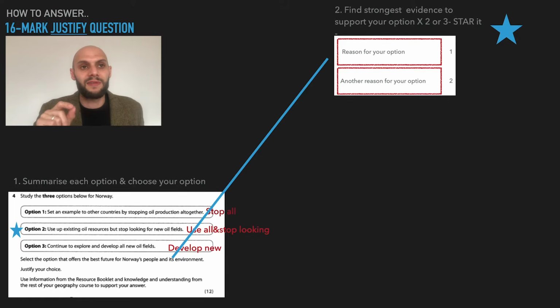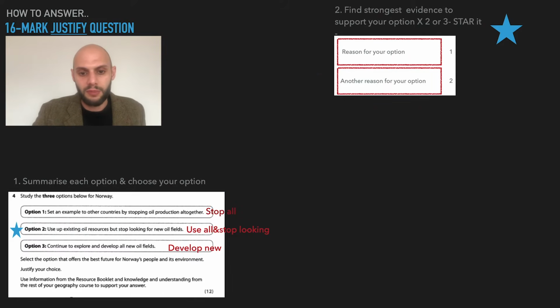Are these pieces of evidence good for the question, which is select the option that offers the best future for Norway's people and its environment? So does my option help people and its environment? Not just the environment, but the people also. So essentially my option here says, look, you can use all your oil resources. That's going to help the people in terms of economy or finance, but then it's also going to help the environment because in the future we're going to stop.